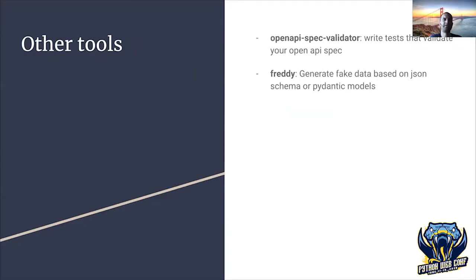Some other things that are useful include the OpenAPI spec validator, so you can validate your final OpenAPI spec. And then there's also a package called Freddy, which generates fake data based on JSON schema or pydantic models.